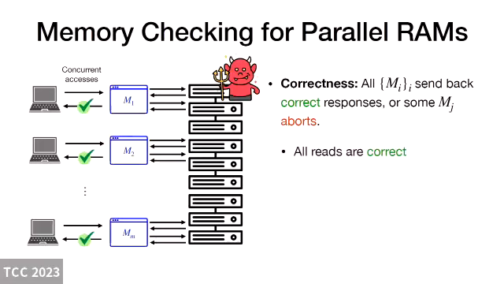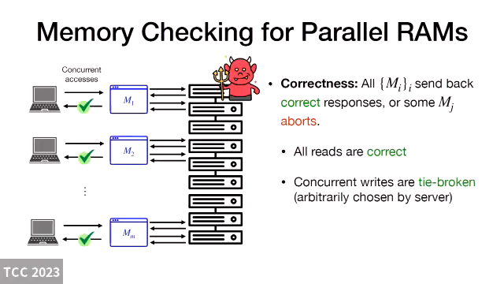So correctness here means that, first of all, reads are correct. So again, that means the most recent version of an address. The second property we want is that if there were concurrent writes made to any location on the server, exactly one of them is accepted. So we're going to give the adversary full power here. I'm even going to say that the adversary gets to pick who wins, but only one person can win.